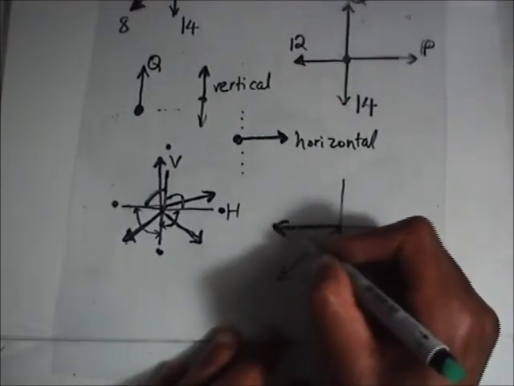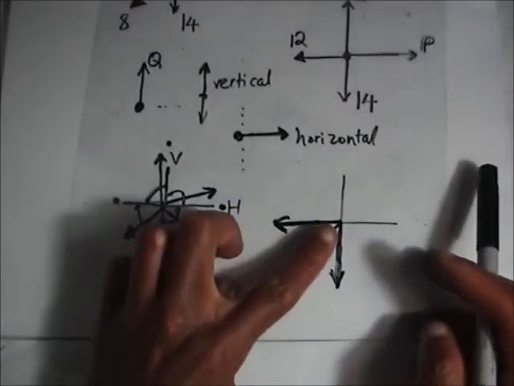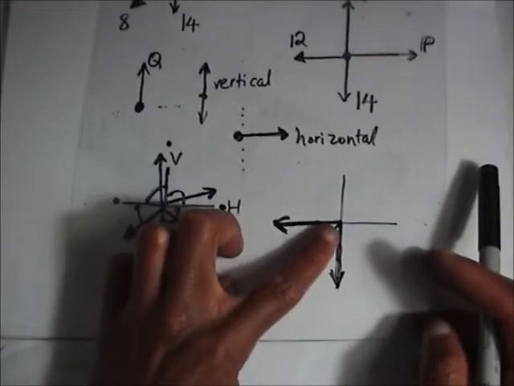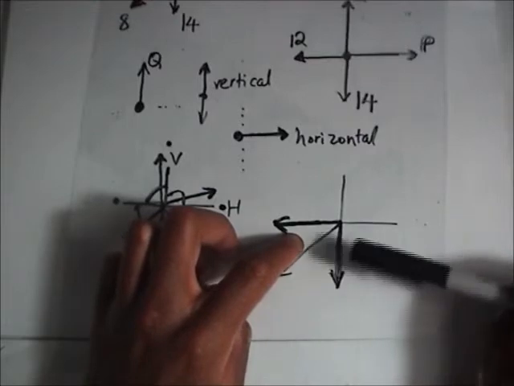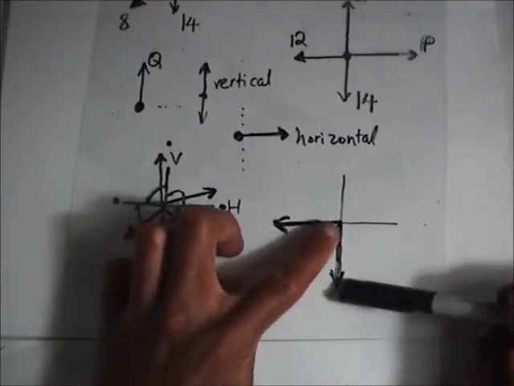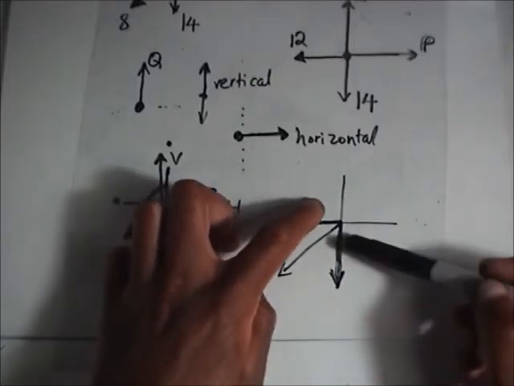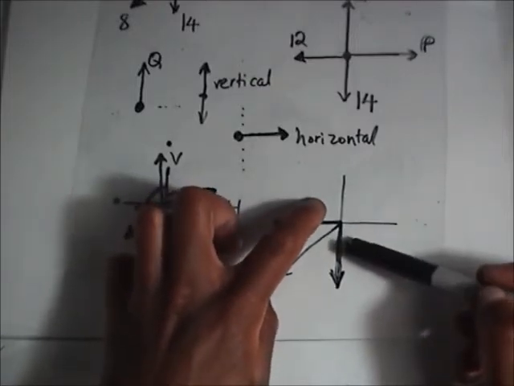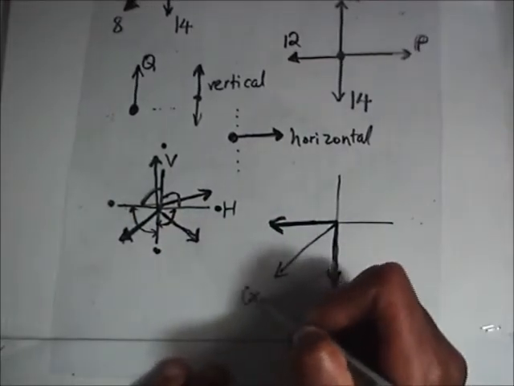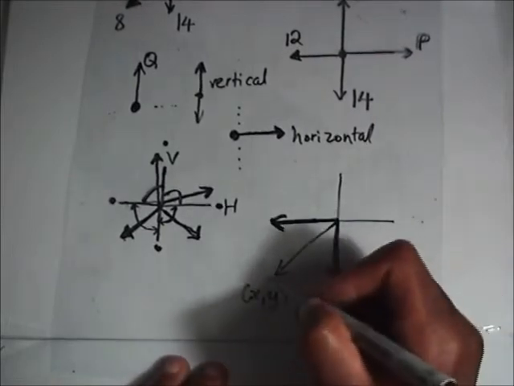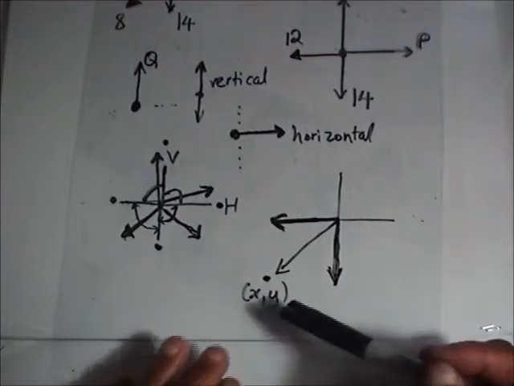Since it has an effect in this direction and this direction, we can assume that it wasn't there. When you assume that, we say it has been broken down into two components, the vertically downwards component and the horizontally left component. These two components represent 8. 8's effect is to bring this object to a point called xy. That is the effect of 8.